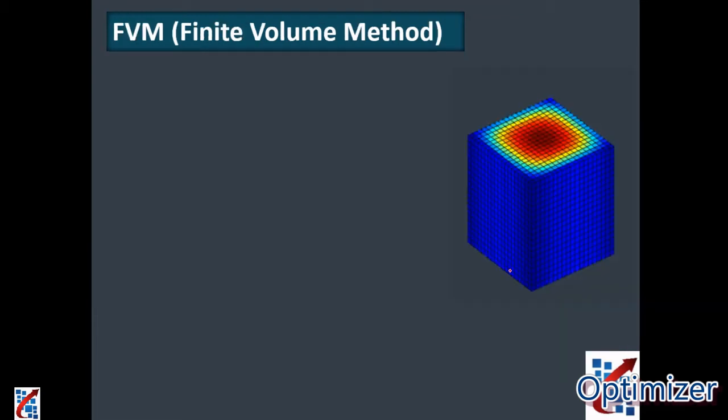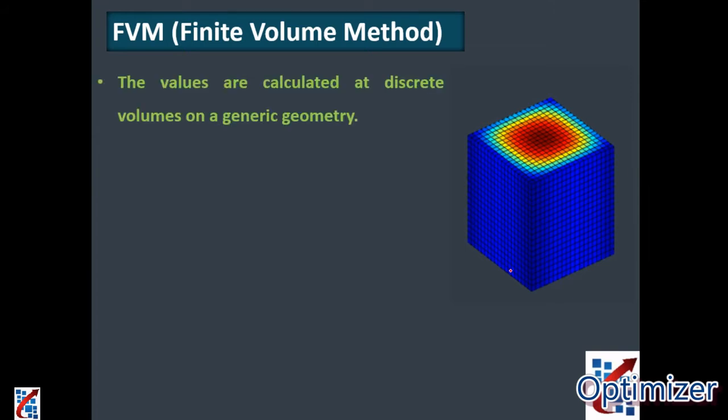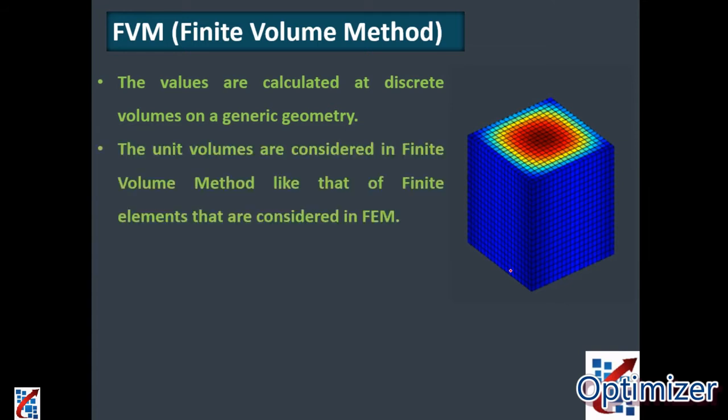Now the next one is the finite volume method, okay. The finite volume method is a very interesting area and a very complex area also, we can say. The values are calculated at discrete volumes on a generic geometry. Normally in the finite element method, we calculate with the help of nodes, but in the finite volume method, you calculate the solution for a specific small volume. So unit volumes are considered in the finite volume method, like the finite element that is considered in FEM.